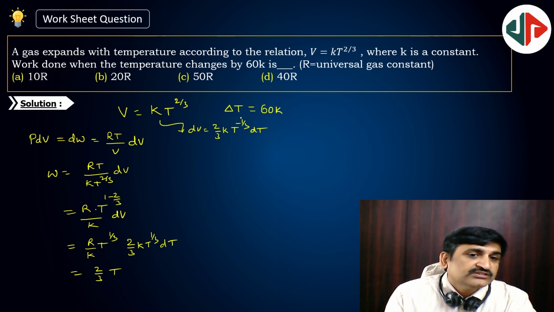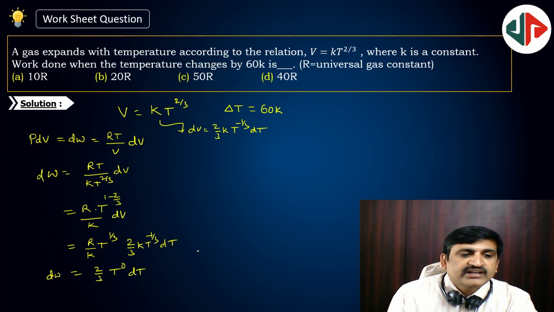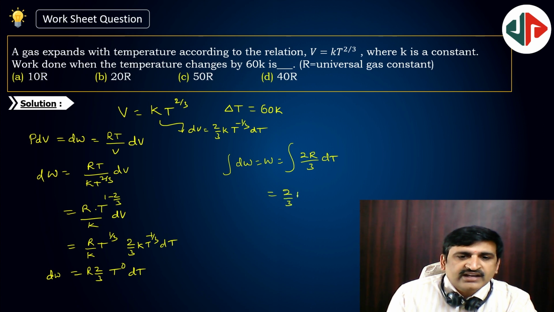Minus 1, so minus 1 by 3. T power 0 into dT will come. This is equal to dW. So on integration, integral of dW is equal to W is equal to integral of this. R is there, so 2R by 3 dT. 2R by 3 dT is 2 by 3 RT.